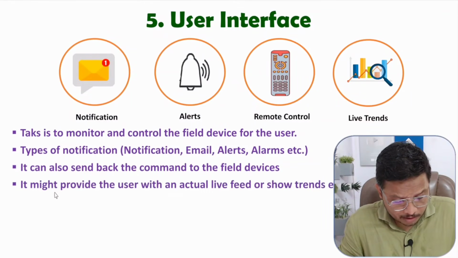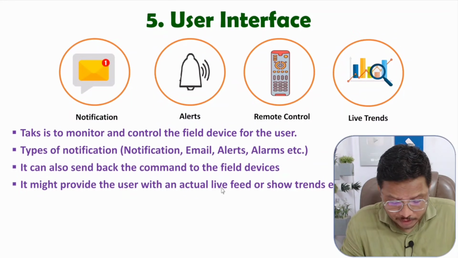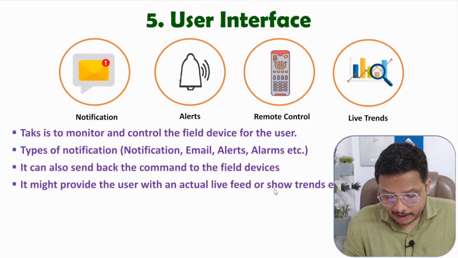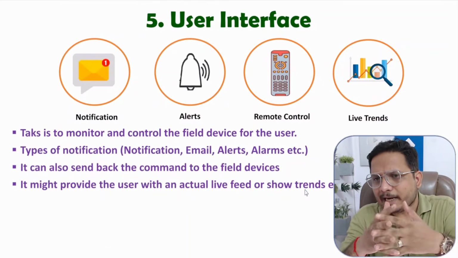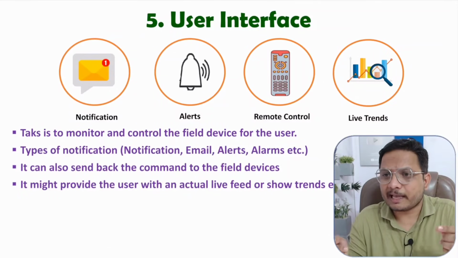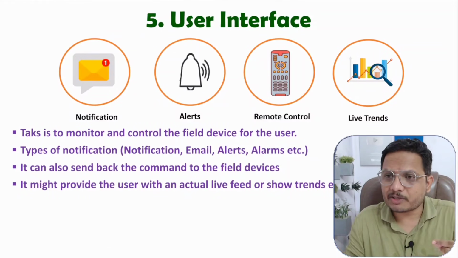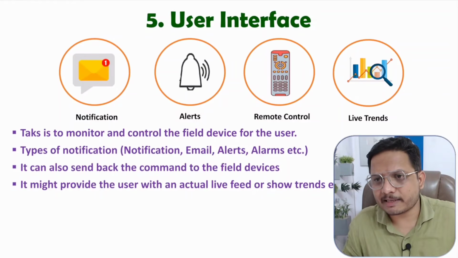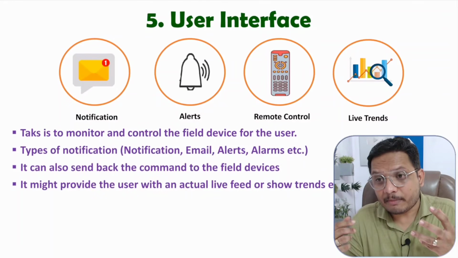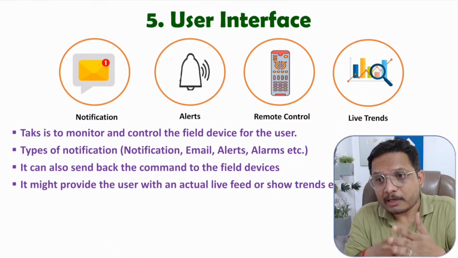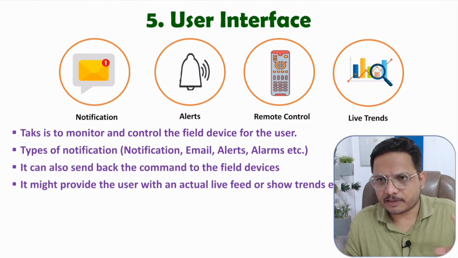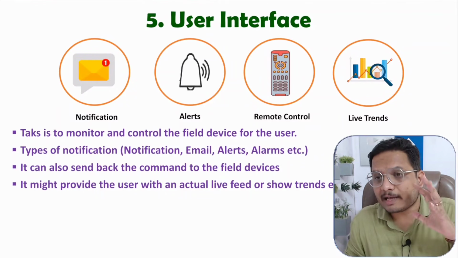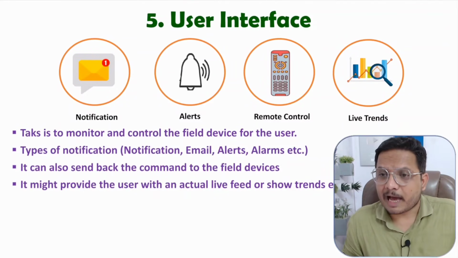Here, the user can also observe the actual live feed and can also see the trends, right? So how exactly data looks in terms of a graph can also be viewed by the user, and based on that, the user can take some manual decision as well. Automation can be done here, but manual decision can also be done here, right? So that depends on how the user interface is there. So these are the five essential components of the IoT ecosystem.